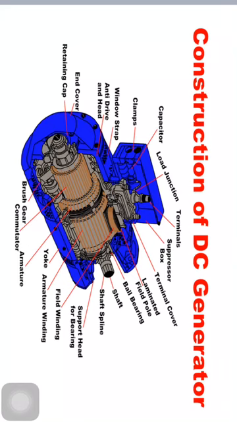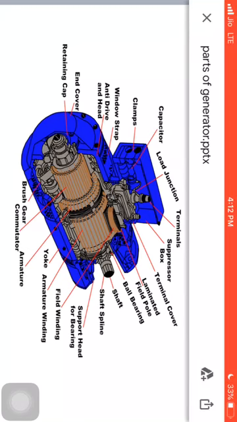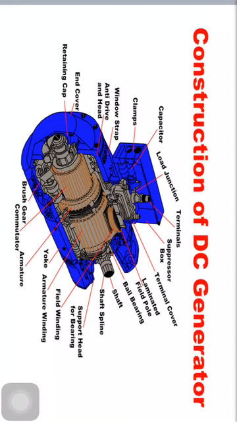Next one, terminal cover. So the terminal cover is just like a cap, which protects the joints of the DC generator terminals and the load terminals, and this cover is also used for safety measures to prevent electric shock and fire.